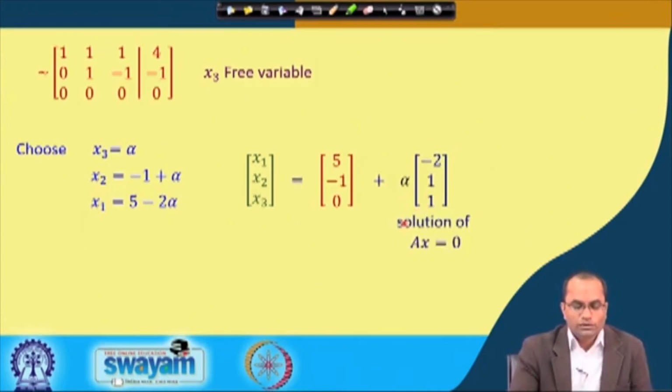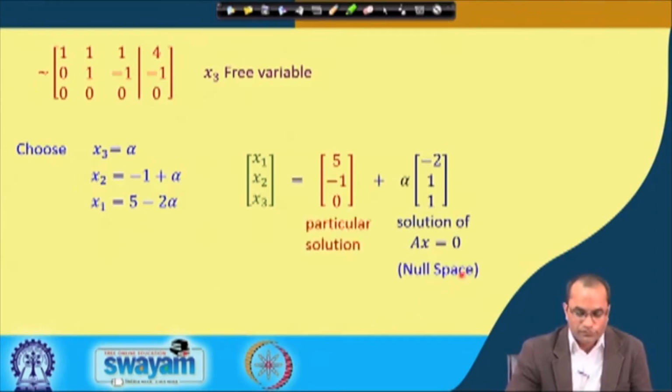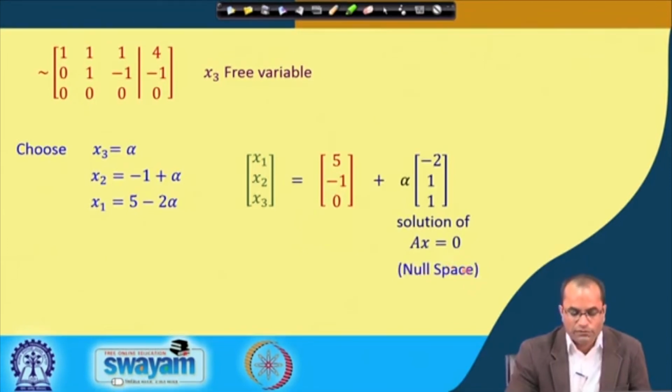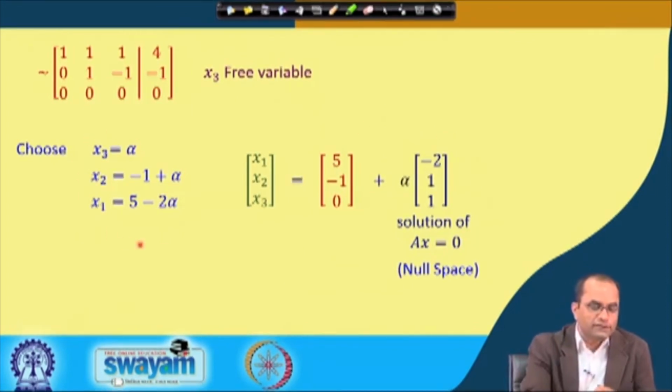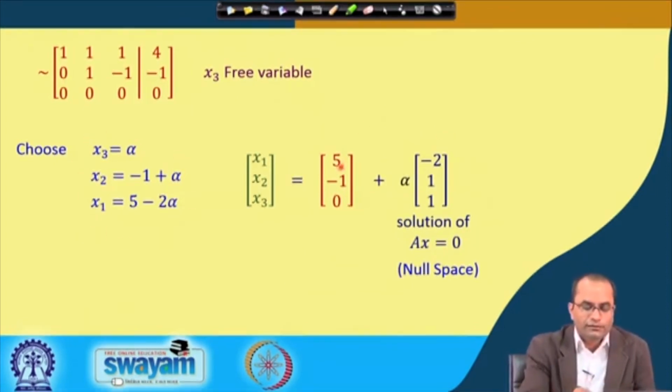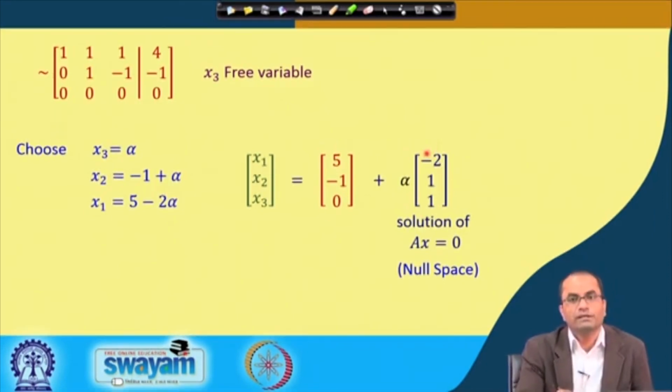So, this is the solution of Ax equal to 0, and this is null space, which we will call as null space, and more discussion on this we will have a little later. But the solution of this Ax equal to 0 has a very particular structure. Here we do see, once we have written the solution, it has two components, one without this alpha and the other one with alpha.